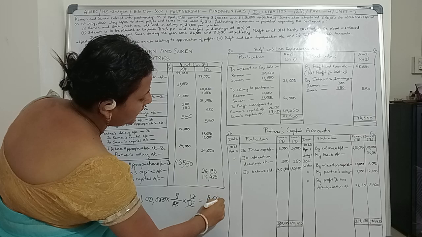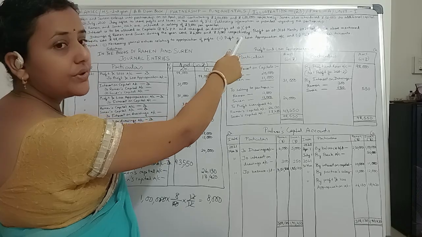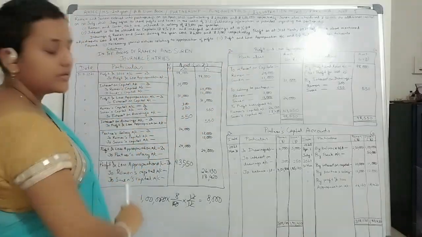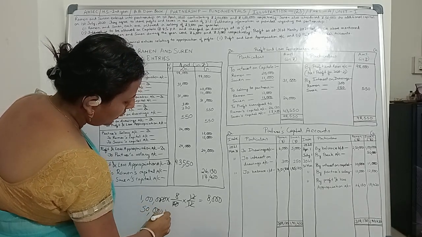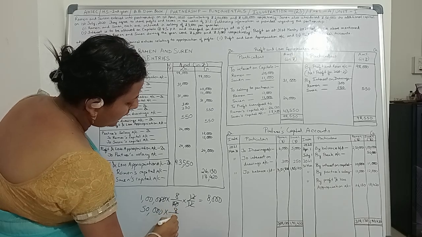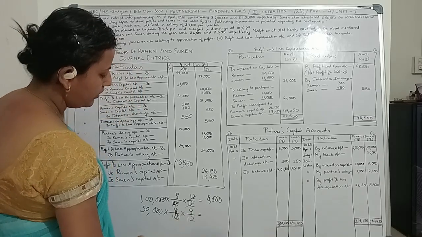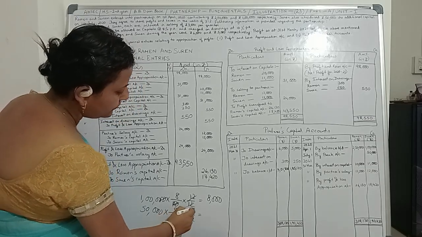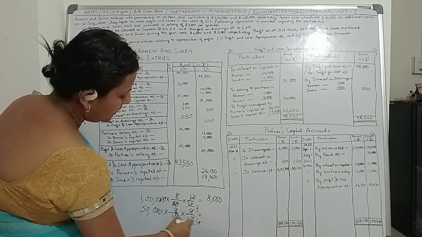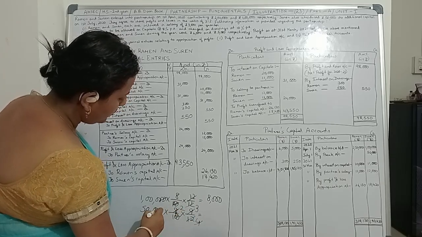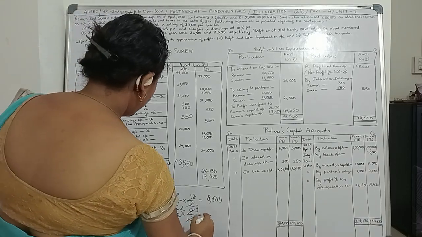Then there is one additional capital of Suren, that is rupees 50,000 for 9 months. So it is 50,000 into 8 divided by 100 into 9 by 12. When you cancel it out, 3 3s are 9, 3 4s are 12, 4 1s are 4, 4 2s are 8, 2 zeros are cancelled, 5 2s are 10.